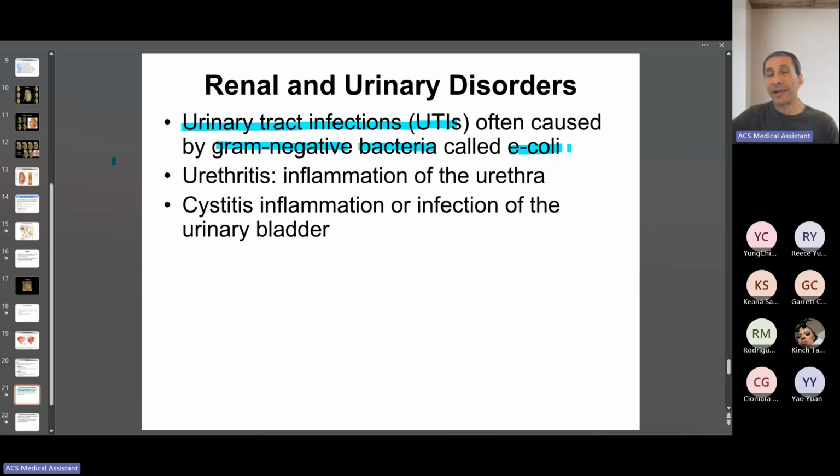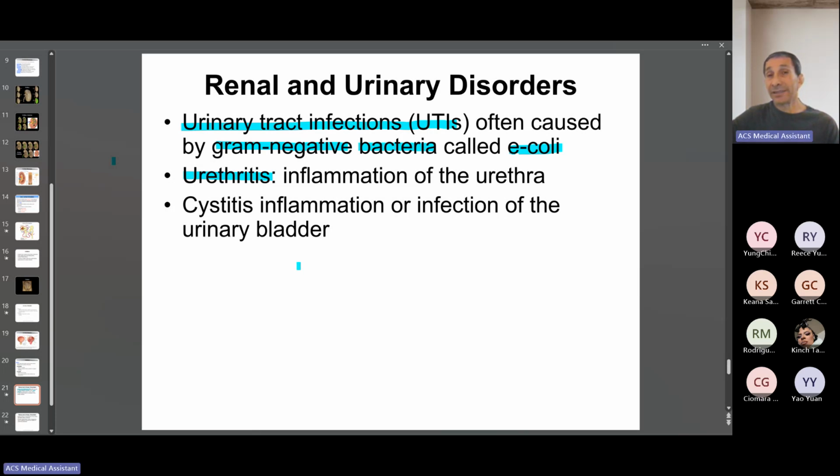So for now, E. coli is the most common offender that causes UTIs. And what is E. coli? A gram-negative bacteria. Very dangerous. So that's basically what it is. Urethritis, which is inflammation of the urethra. Remember, this is the first tract that connects with the urinary bladder. So if infection enters, the first tract that is going to be infected is the urethra.